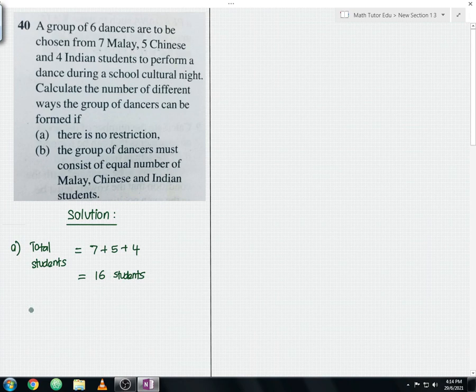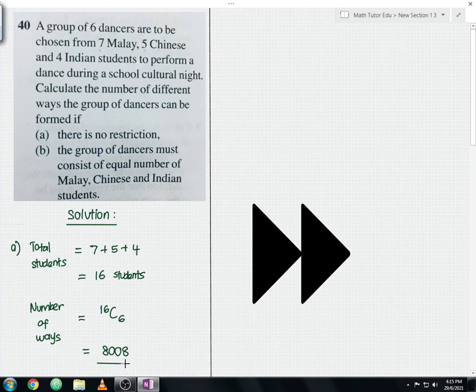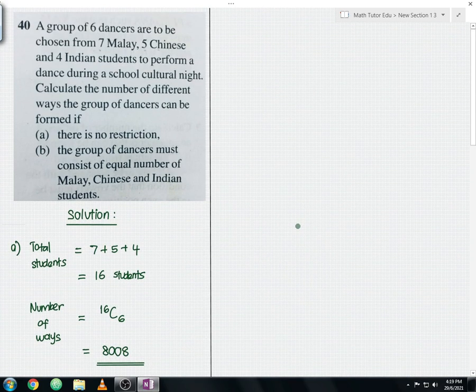Okay, so from here, your number of ways will be equals to 16C6. This will be your working, guys. You calculate this, you should be getting your answer 8,008 possible combinations of 6 dancers. So let me underline the solution for question 1 part A. Question 1 part A is very straightforward because there is no restriction.